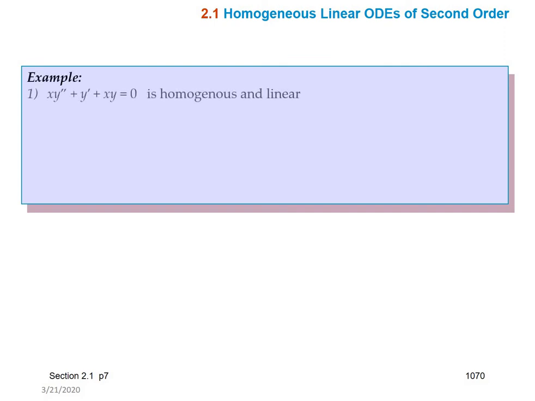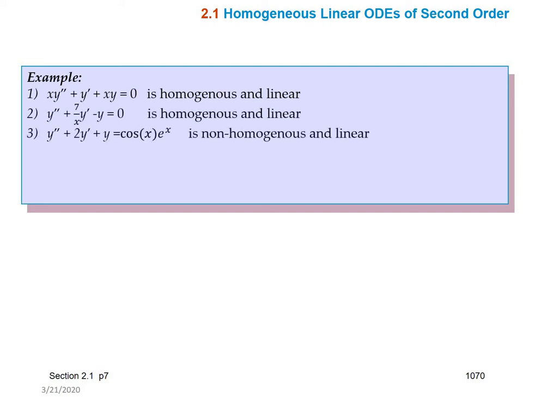Now, some more examples: homogeneous and linear, homogeneous and linear. This is non-homogeneous and linear, and this is non-linear. It's clearly non-linear for the same reasons that we discussed in the previous example. This has been squared over here, and these have been multiplied by each other. This one is non-homogeneous because I have a non-zero term over here. It's clearly linear. Now, 7 over x over here is not a problem. It does not affect your linearity or homogeneity because I could have any function.